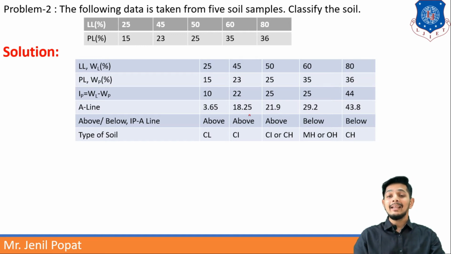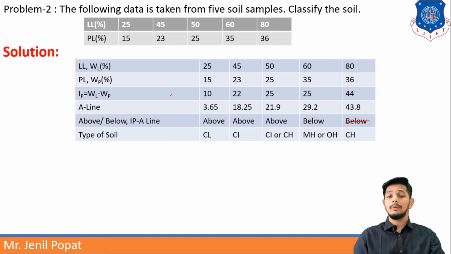Here the A-line equation gives 18.25 and IP is 22, so again above. 21.9 and 25 IP, then it is above. 29.2 and the IP value for this case is 25, so it is below the IP A-line. Again 43.8 and 44, that is above. Here it should be above.